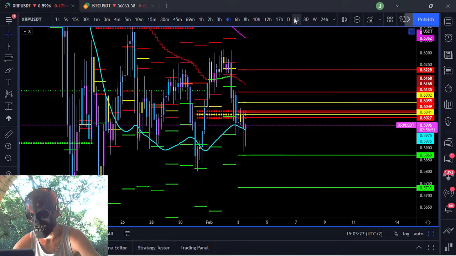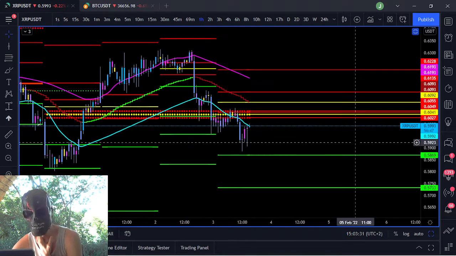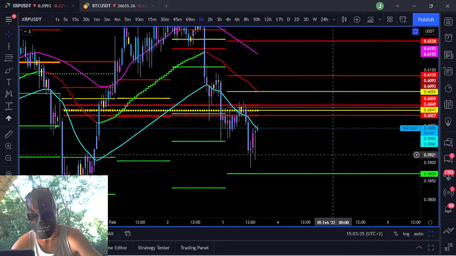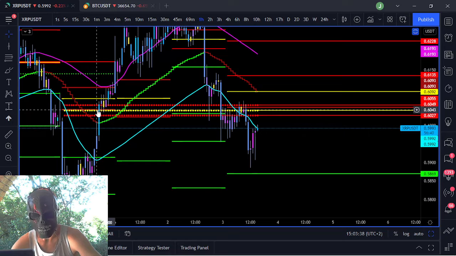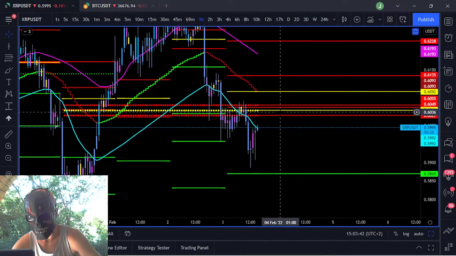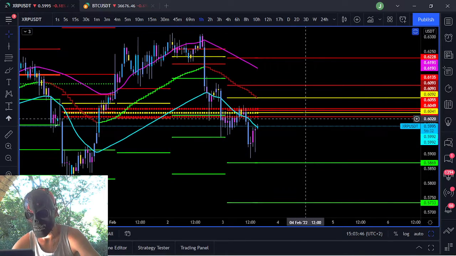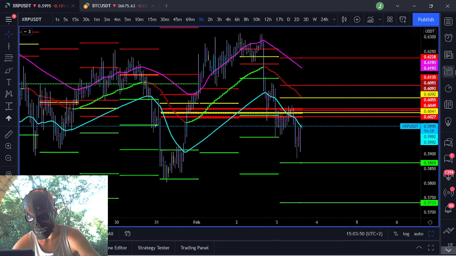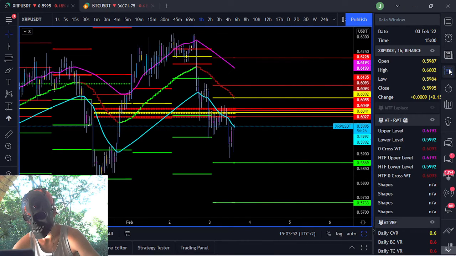for XRP. So put it on the 1 hour, a little bit easier to see. Okay, so that's a 2 band move. This is a 1 band move. Volatility levels are close together, so start looking for trending price action.